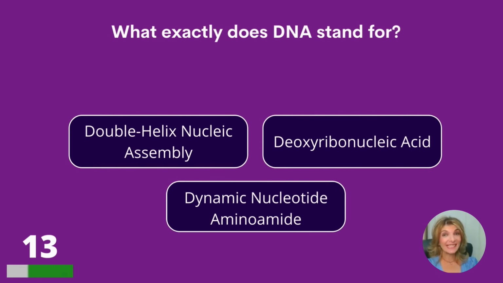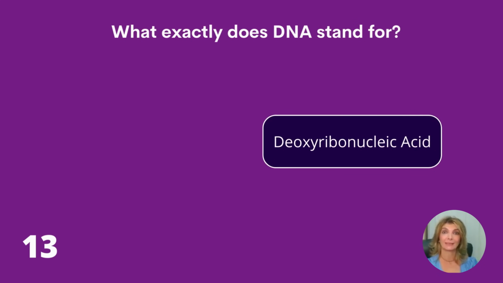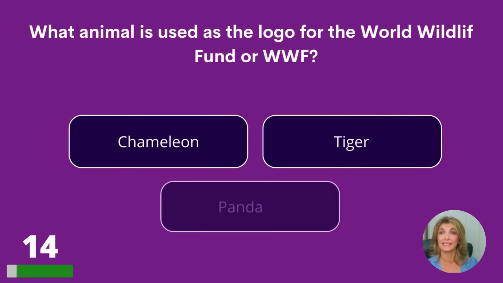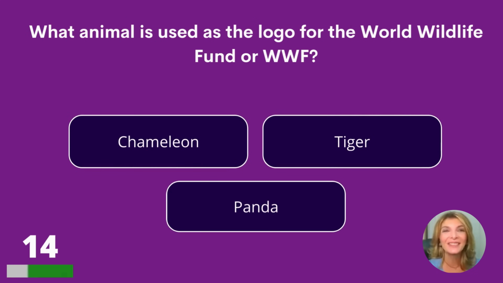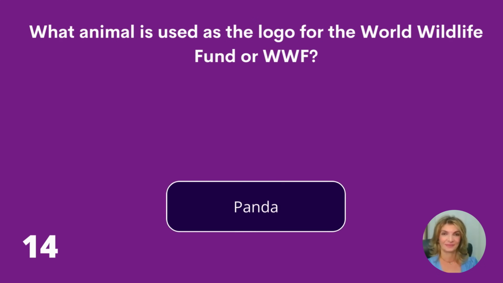What exactly does DNA stand for? Double helix nucleic assembly, deoxyribonucleic acid, or dynamic nucleotide aminomide? Deoxyribonucleic acid. What animal is used as the logo for the World Wildlife Fund, or WWF? The chameleon, the tiger, or the panda? The panda.